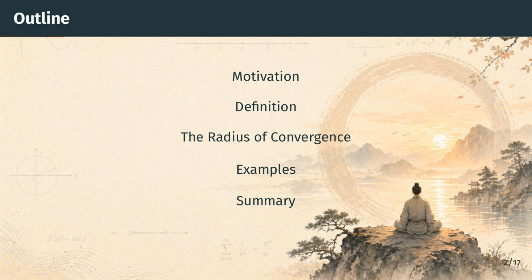Here is our plan. We start with motivation, recalling why power series matter and what question we are trying to answer. Then we give the formal definition of a power series and introduce the circle of convergence. Next comes the main theorem, which pins down the radius of convergence using the root test, together with its short proof. After that, we work through 5 examples that show every possible kind of behavior. Finally, we summarize the key ideas.